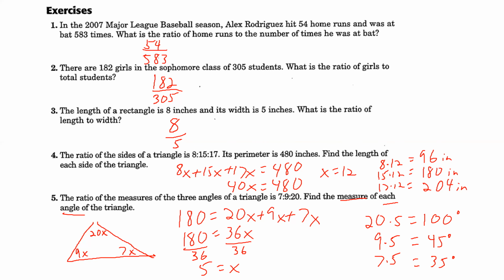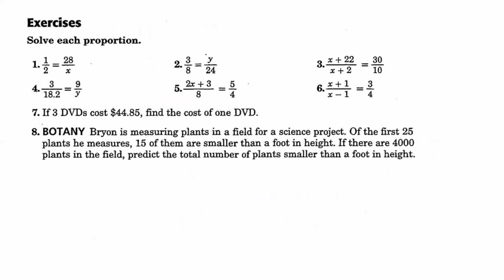The second half was all about solving proportions. And again, we already did a couple of these. I believe we did number 1, which after we cross multiplied and solved was 56. And we already did number 3, which once we cross multiplied and solved was 8. So let's take a look at the remaining problems that we hadn't done yet. On number 2, again, cross multiply and solve. 3 times 24 equals 8 times y. 3 times 24 is 72. Divide off the 8, and we get 9. And that's our answer.